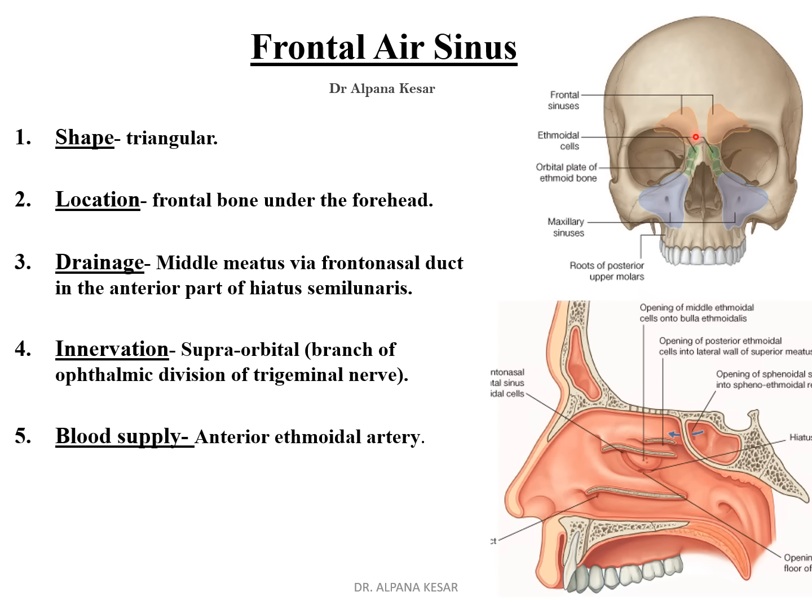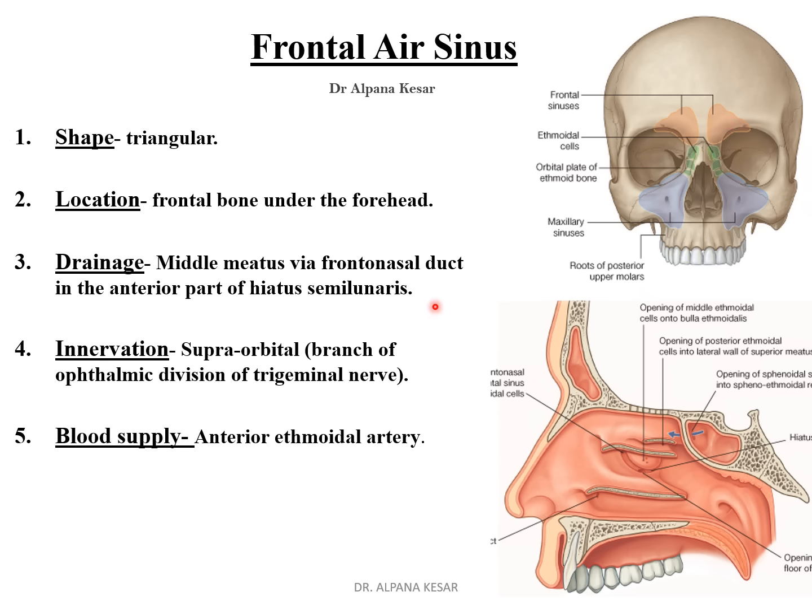In the anterior view of the skull, this is the frontal air sinus. In the sagittal section, this is the frontal air sinus. Frontal air sinus is triangular in shape. It is present in the frontal bone in the lower part of the forehead.